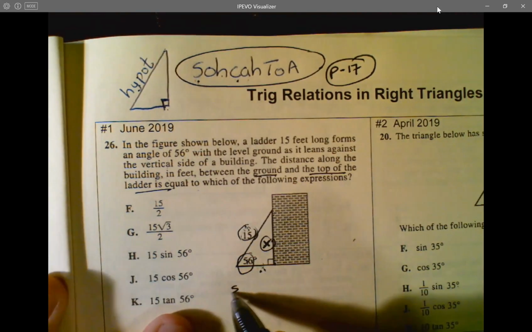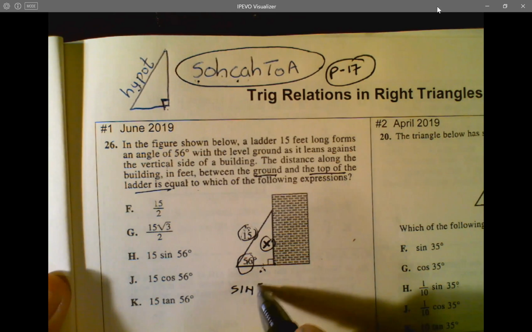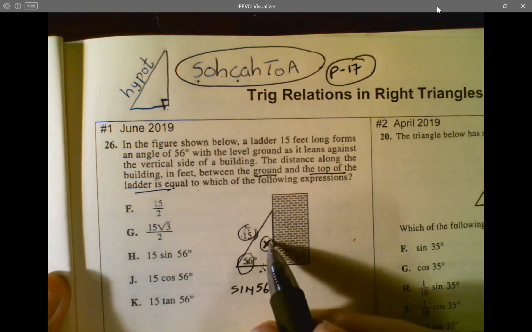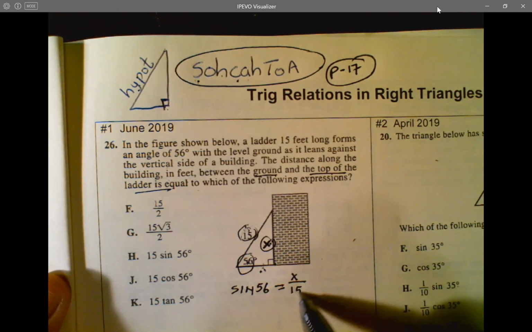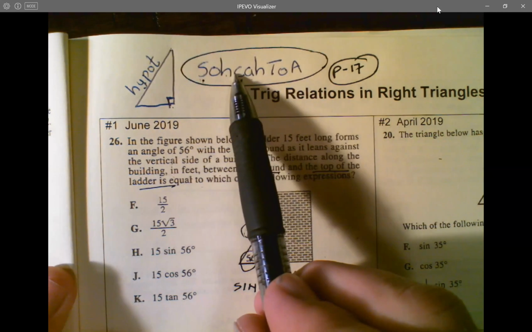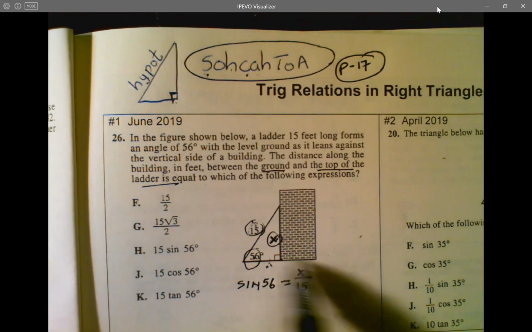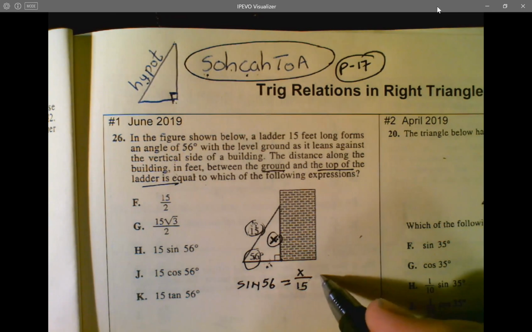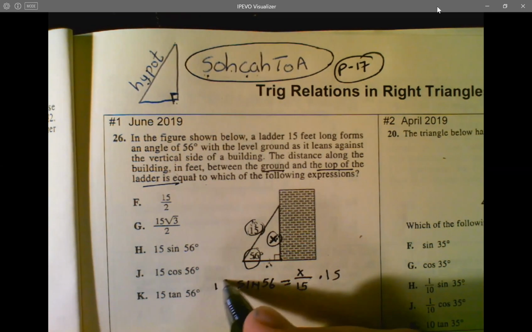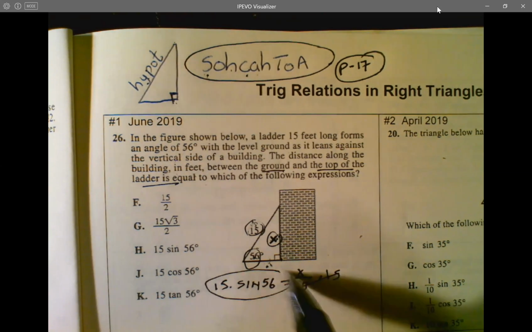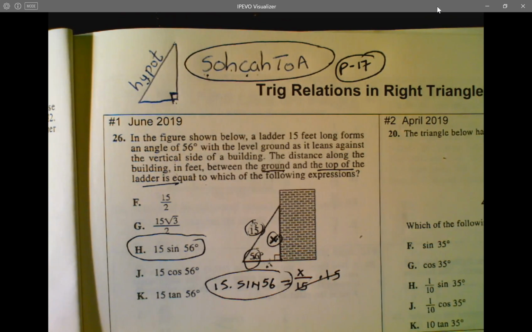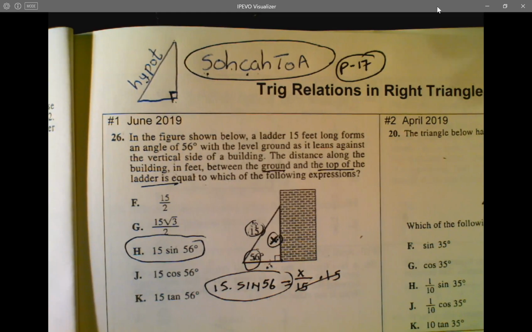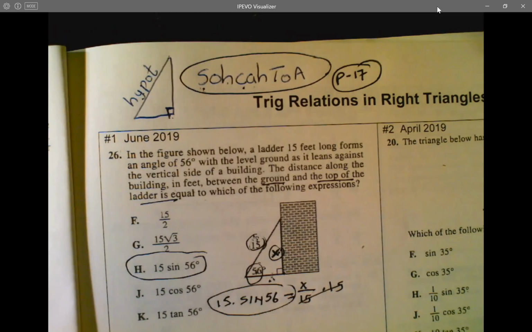So I'm going to write down here the sine of 56 equals opposite over hypotenuse. It equals X over 15. So this is my equation, but I've got to solve for X. So I think we're just going to multiply both sides by 15, right? The 15s cancel. There's our answer: 15 sine of 56. There it is, H. And that's in that middle 20 questions of the test. Not the first 20 or last 20, but the middle 20. Pretty good. All right, let's do another one.